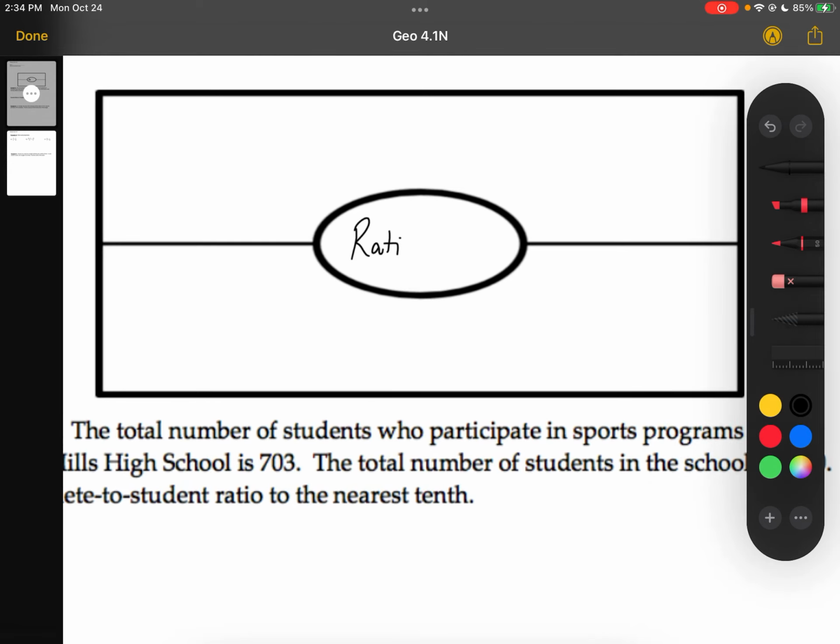So the first thing that we need to know is a ratio. And a ratio is the number of times one quantity contains another.